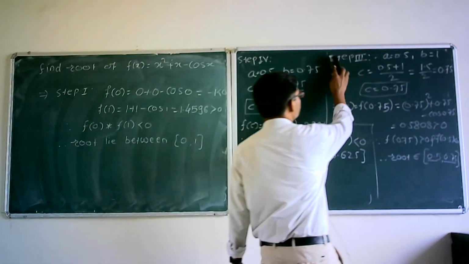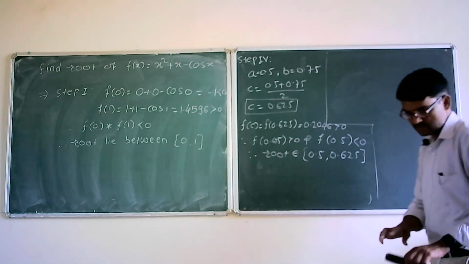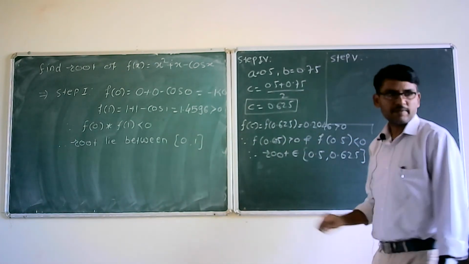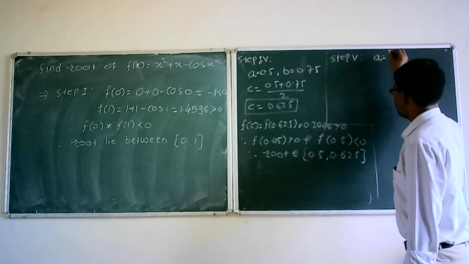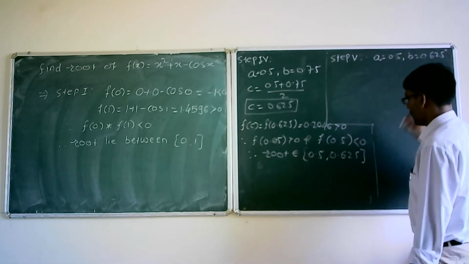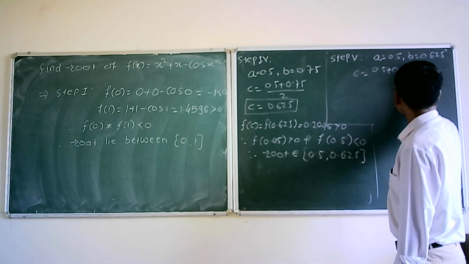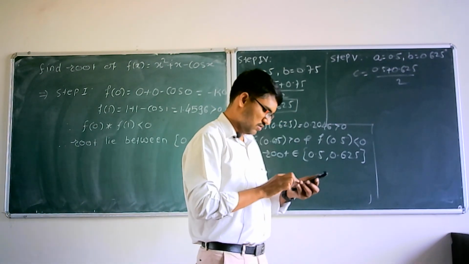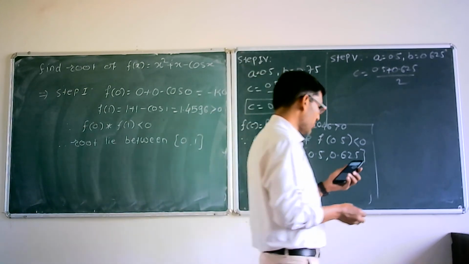So again repeat the same process. Step 5. In our new interval, our A is equal to 0.5 and B is equal to 0.625. Okay, so C is what? 0.5 plus 0.625 divided by 2. You will get 0.5625.